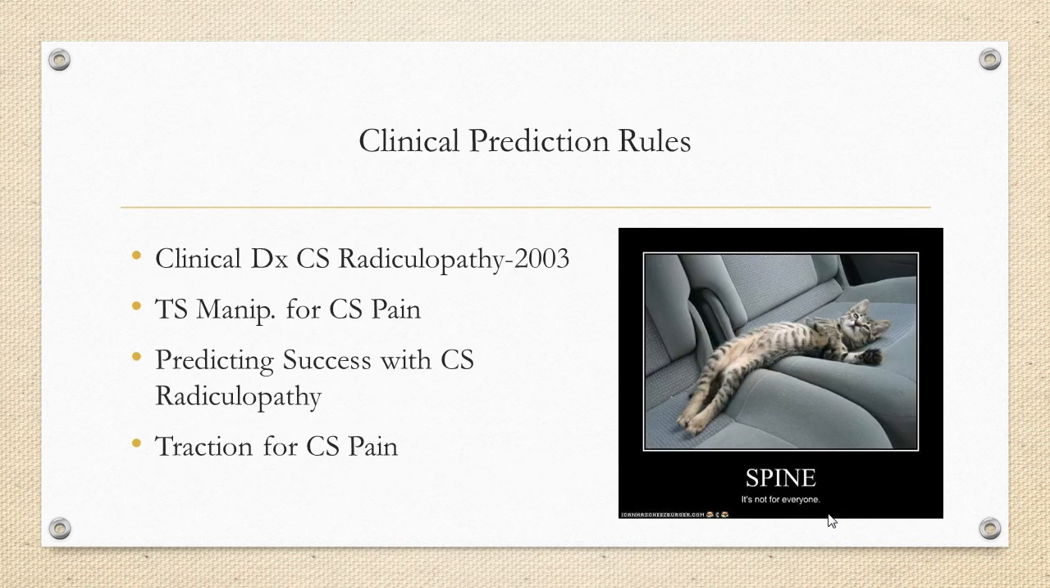Some of the familiar clinical prediction rules are the clinical diagnosis of cervical spine radiculopathy, thoracic spine manipulation for cervical spine pain, predicting success with cervical spine radiculopathy, traction for cervical spine pain, as well as others regarding shoulder impingement and thoracic spine intervention.